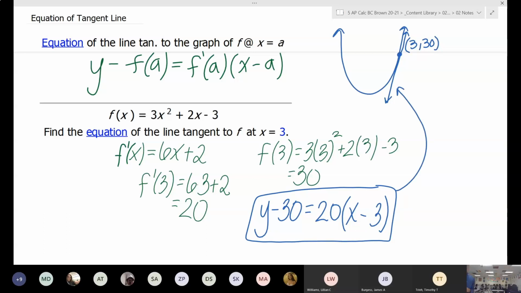Today we're going to mainly focus on finding the tangent line and using the tangent line. But that's basically how we're going to find tangent lines in this class. Any questions on any of that?